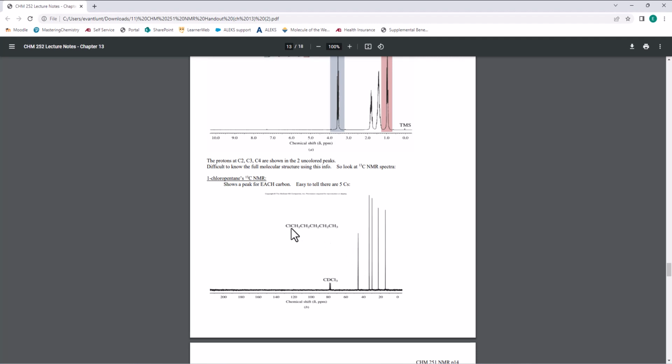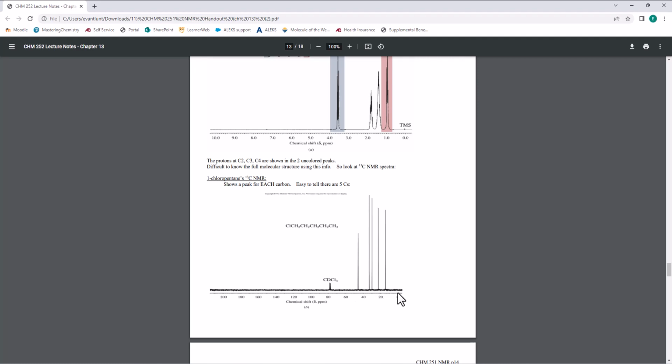So if we look, we have chloropentane. We have 1, 2, 3, 4, 5 different carbons. So we have 1, 2, 3, 4, 5 different peaks. And we could expect that the one closest to the chloride is going to be the most downfield, and then as we move further and further away, they get shifted towards 0. You'll notice the range for carbon NMR goes much higher. It goes up to about 300.